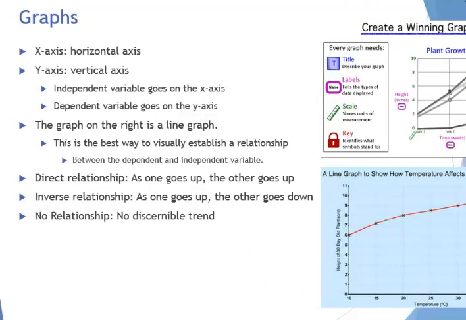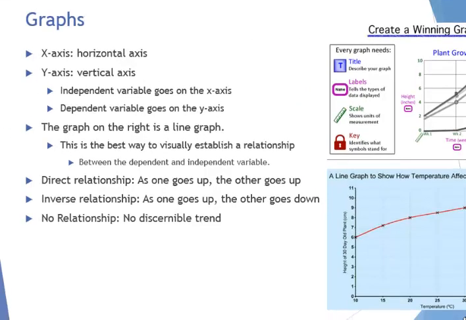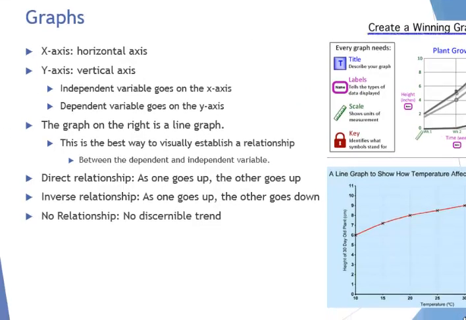Now, interpreting a graph is also important. A direct relationship means as one goes up, the other goes up as well. That's certainly true over here. As the temperature goes up, the height of the plant goes up. An inverse relationship is the opposite. If you'd have a graph that starts up here and then goes down, you'd have an inverse relationship. As one goes up, the other goes down.